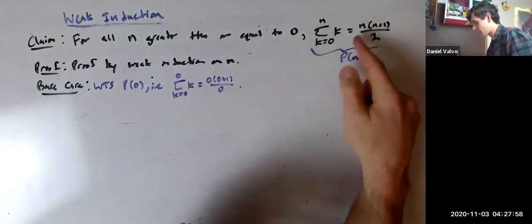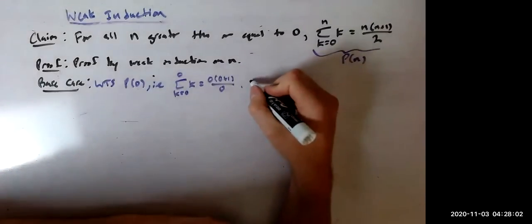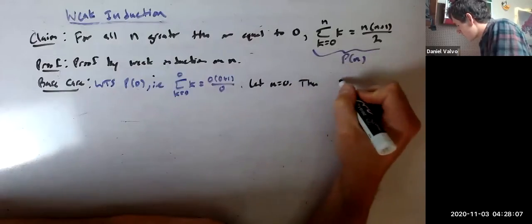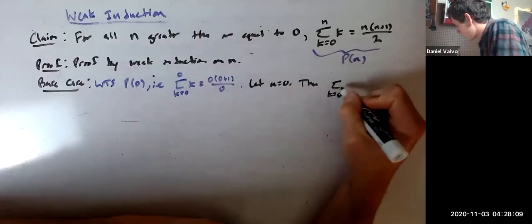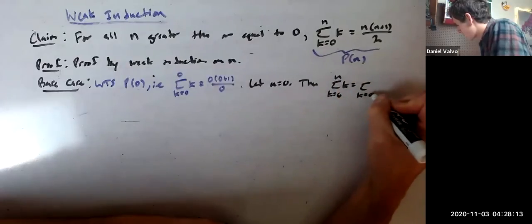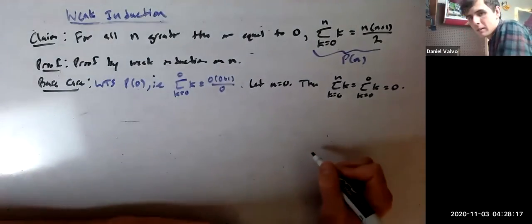Because you plug 0 in for n, that's what you get. That's what this predicate's saying. So I'll say let n equals 0. And the summation from k equals 0 to n of k is the same thing as the sum from 0 to 0 of k, which just equals 0.